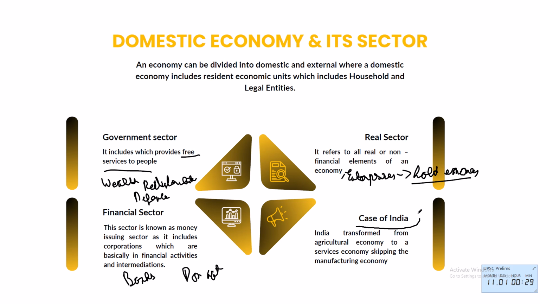Okay, now what is the case of India in this aspect? See, India transformed from an agricultural economy to a services economy, skipping the manufacturing economy, because of which the phase of jobless growth has occurred, because the manufacturing sector brings in more jobs than the services sector, like IT, communications all have fewer jobs compared to the manufacturing economy.